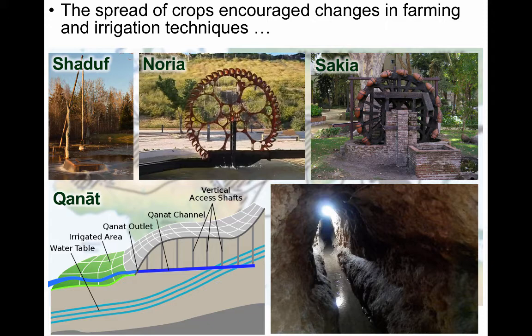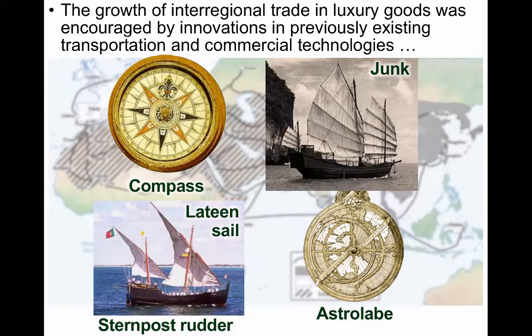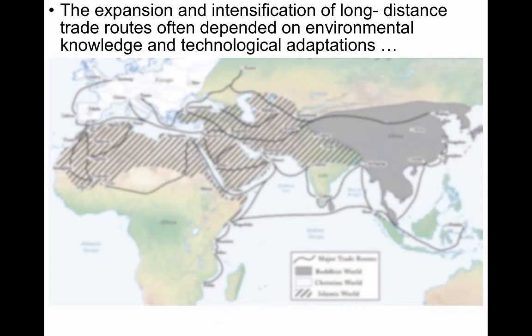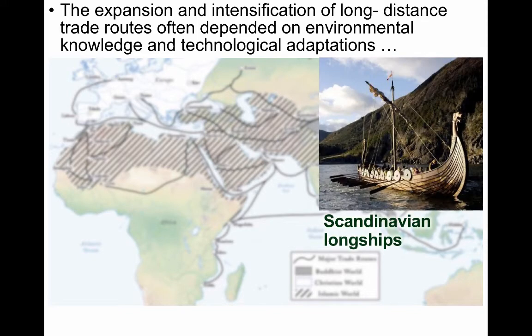The growth of interregional trade in luxury goods was encouraged by significant innovations in previously existing transportation and commercial technologies, including the compass, astrolabe, sternpost rudder, and lateen sail. All of these led to better sea travel through larger ship designs such as the Chinese junks. The expansion and intensification of long-distance trade routes often depended on environmental knowledge and technological adaptations to their environment, such as the way Scandinavian Vikings used their longships to travel in coastal and open waters, as well as in rivers and estuaries, ultimately leading into the Americas.